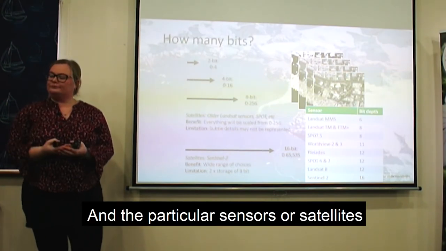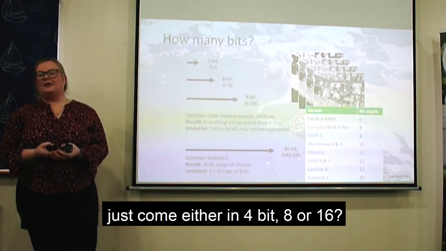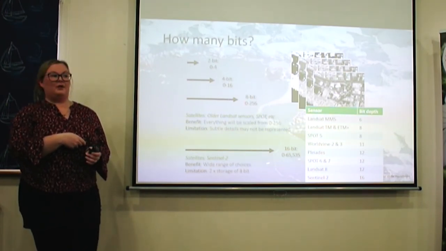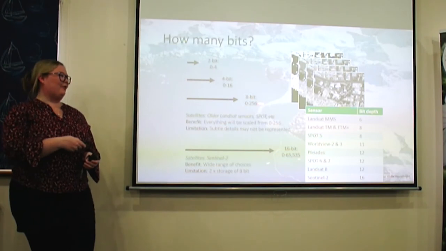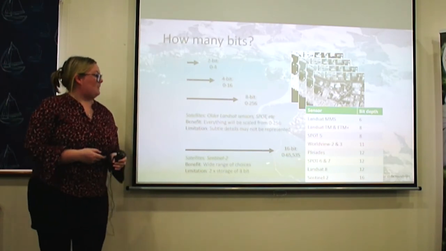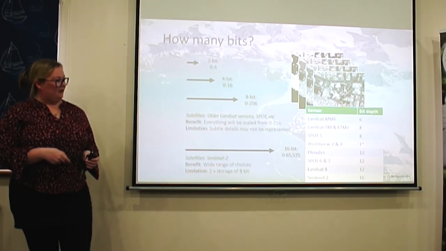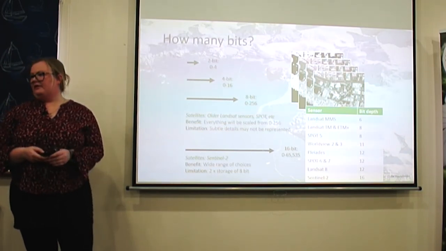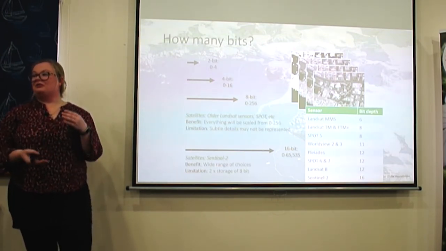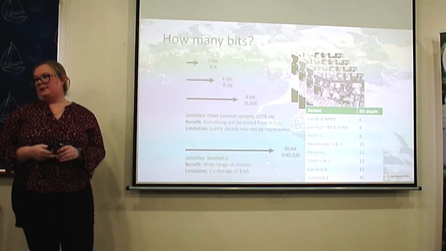Yeah. And the particular sensors or satellites just come either as a 4-bit, 8-bit, 16-bit? Yeah, there's no 4-bit. So Landsat 7 is 8-bit. But Landsat 9 is going to be launched next year, and then they will finally decommission Landsat 7 because it's stripy and a nightmare to work with. So once Landsat 7 is decommissioned, then most of the Earth observation sensors will be at least 11 and above in terms of bit depth. So you need to worry less about this. But if you're trying to pick out differences and you're wondering why they're not there, then that might be one of the reasons why.